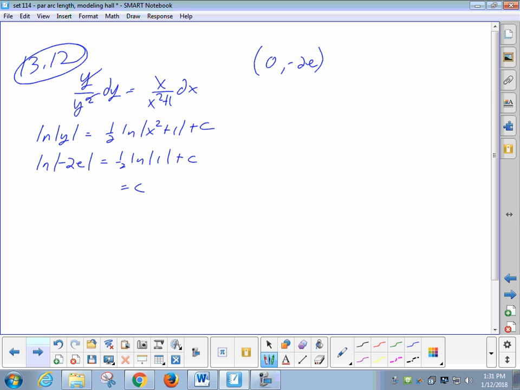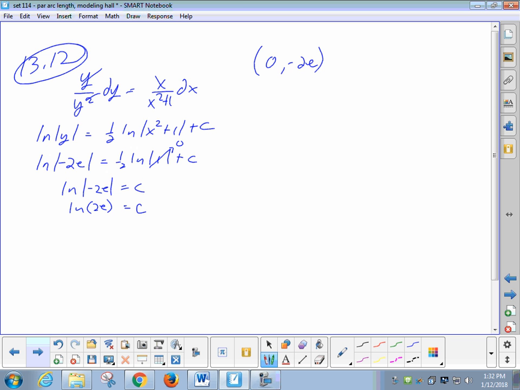Natural log of 1 is 0, so c is the natural log of the absolute value of negative 2e. Cool? Yeah. I guess you could say it's the natural log of 2e. Do you clean that up or just leave it like that? The absolute value of negative is just natural log of 2e, right? So you could just say that. How did the other side get down to just c? Natural log of 1 is 0. Okay, are we fine so far?